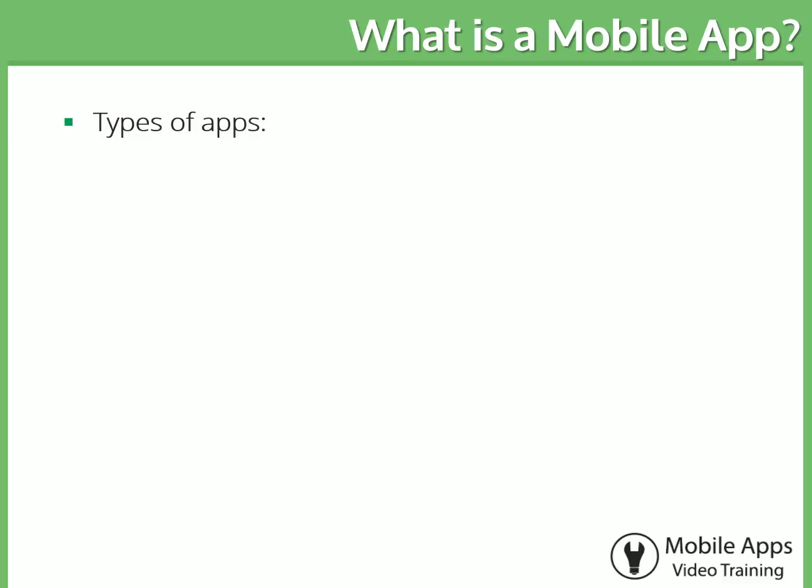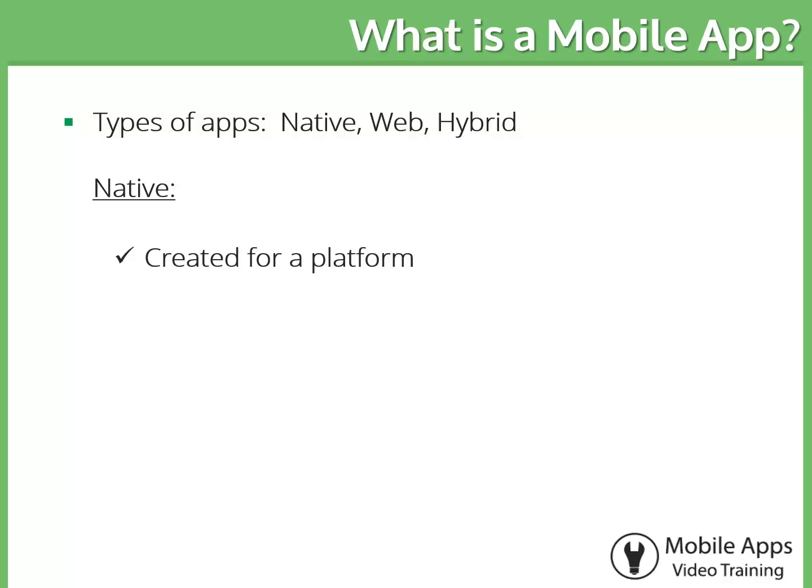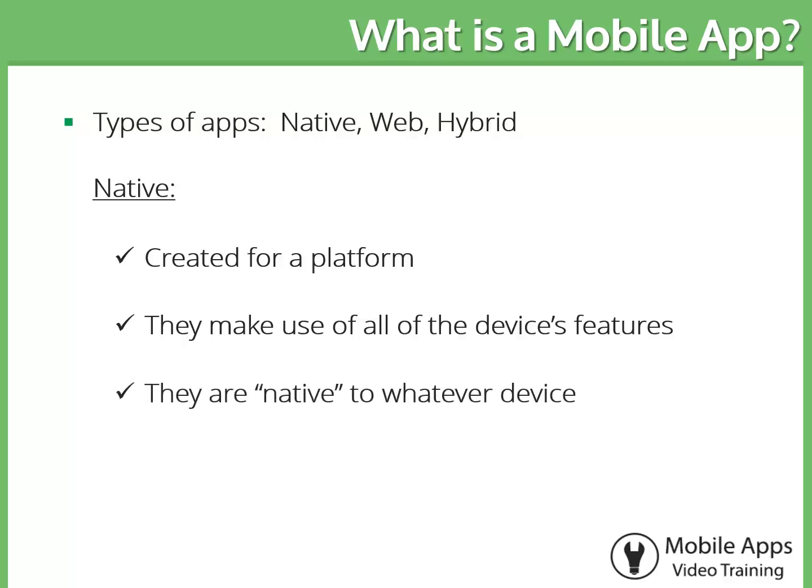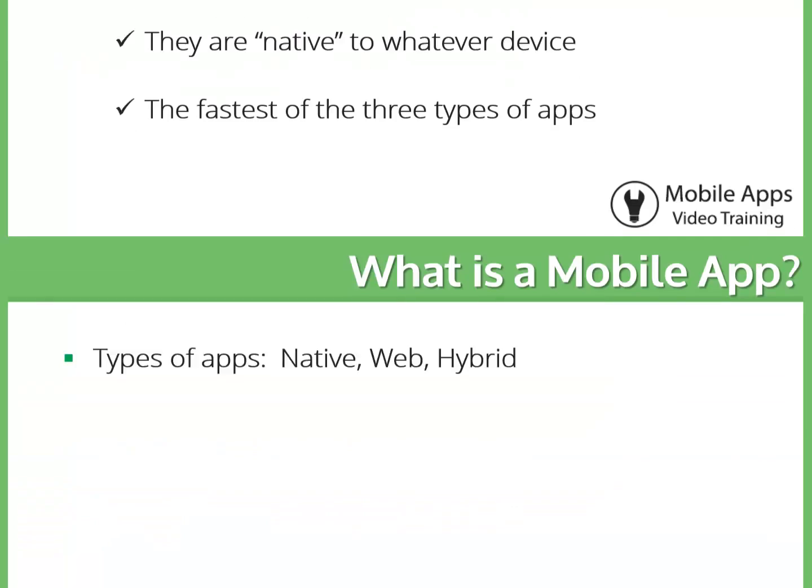Types of apps. There are three general types of apps: native, web, and hybrid. Native. Native apps are specifically created for a platform, such as iPhone or Android, and they can make use of all of the device's features, such as the camera, GPS, list of contacts, and notification system. They are called native apps because they're native to whatever device they were developed on for use. These are the apps that you generally find in places such as Google Play or Apple's App Store. These apps are generally the fastest of the three types of apps.